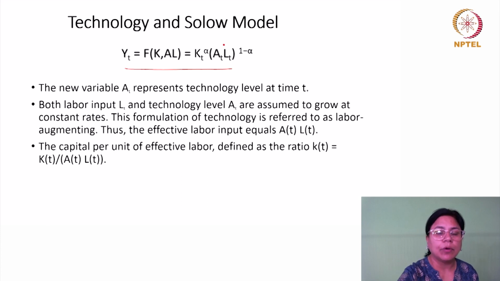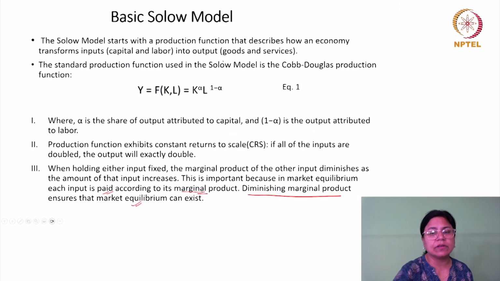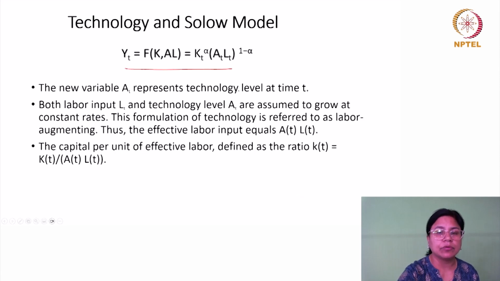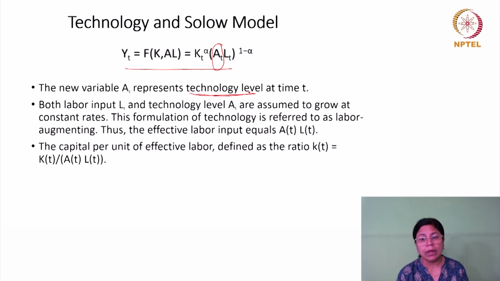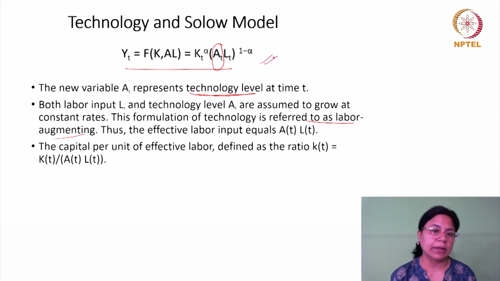So here, what is the major innovation coming into the production function? This is a production function that has already been used in the literature. But what Solow introduced is basically this A, which represents the technology. So what do you have? Both labor input L and technology level A are assumed to grow at a constant rate. This particular formulation of technology is referred to as labor augmenting. In theory, you also have capital augmenting, but here the idea is to talk about labor augmenting. Suppose now we come up with a better way, a new technique or maybe a new equipment, it is going to enhance the productivity of the labor.